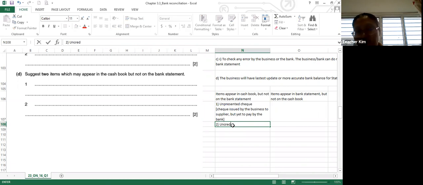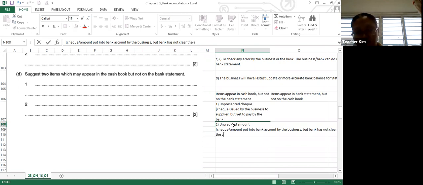Uncredited amount or uncredited cheque. This is the cheque or amount put into the bank account by the business, but the bank has not cleared the amount into the business bank account.